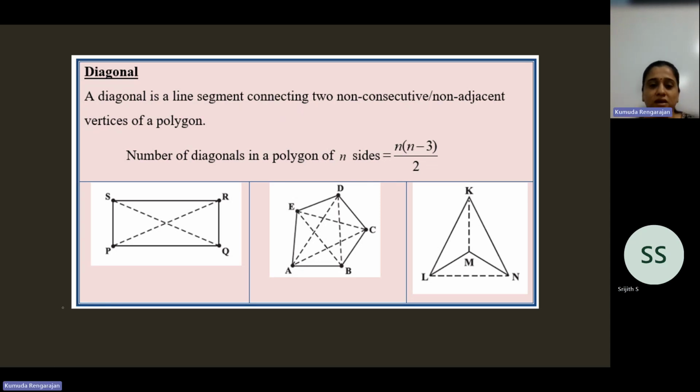All right. Okay. Now that's what you see here. PQRS. Srijit, give a special name for the quadrilateral PQRS.